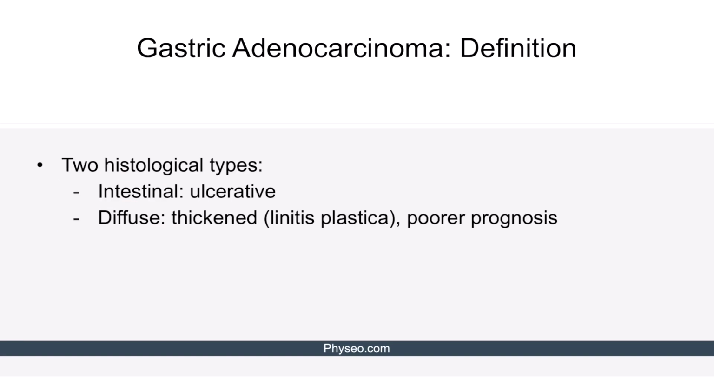Let's discuss the definition of gastric cancer. Gastric cancer is most commonly a gastric adenocarcinoma. Recall from pathology, there are two histological types, the intestinal and the diffuse type. Remember that lesions seen in the intestinal type are more ulcerative. Lesions seen in the diffuse type are thickened and carry a poorer prognosis. The thickened appearance of the gastric wall is referred to as linitis plastica.